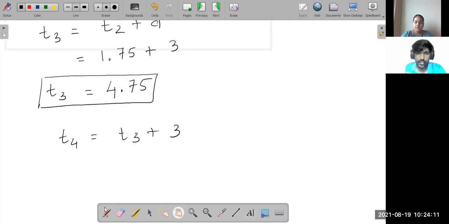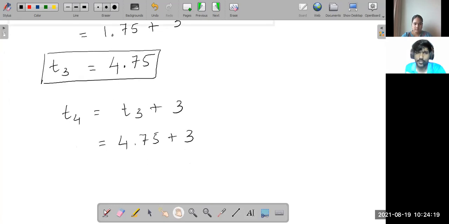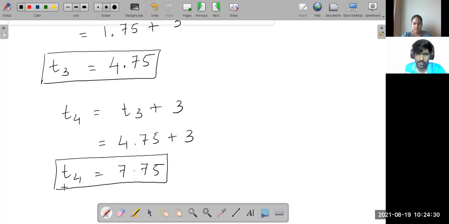This time I will not find the addition in decimal form, so I'll only find it in T3. Addition will be easier, it's just adding. 4.75 plus 3, how much will this be? 7.75, correct. It's not needed, up to T3 is enough.